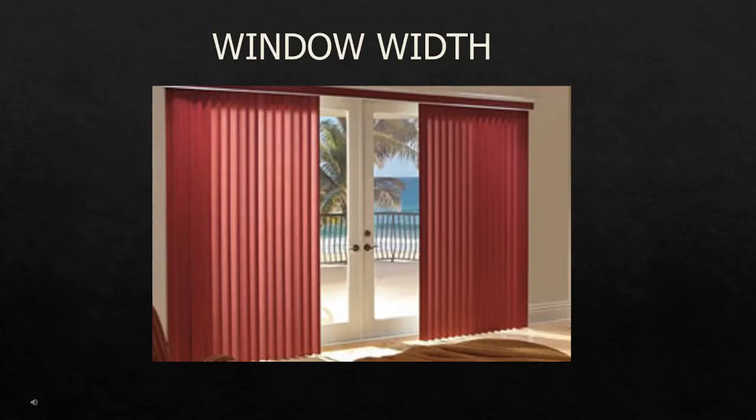So now let's talk about window width. For window width, let's think about these tall vertical shades that are on a very large window to a house or double doors. The blinds or the shades will go in from left to right, closing in on the center. Very similar to collimation.